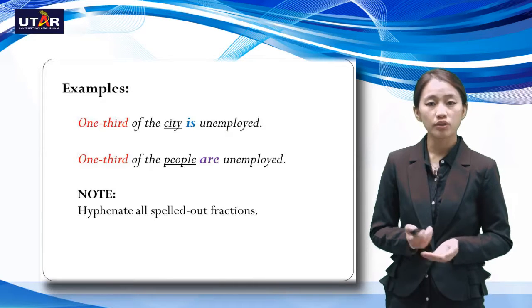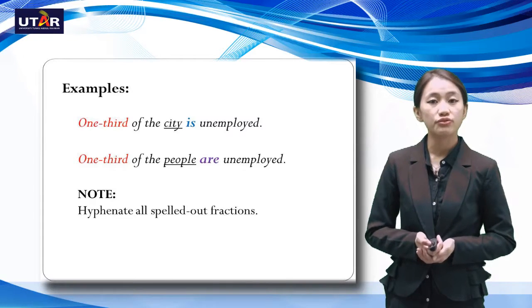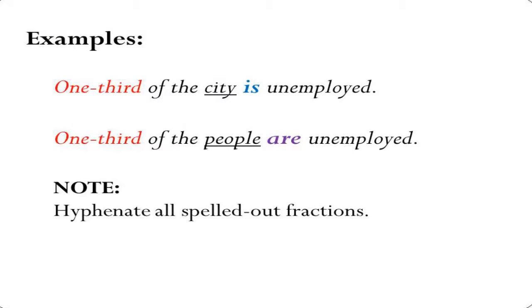Another example would be using fraction. 1/3 of the city is unemployed. Again, my object in this sentence is city, and of course 1/3 is the fraction, therefore is unemployed. Whereas 1/3 of the people are unemployed. So here my object is people. People, as you know, are considered as plural, therefore followed by plural verb. So do take note that when you use fraction, you need to hyphenate all spelled out fractions.